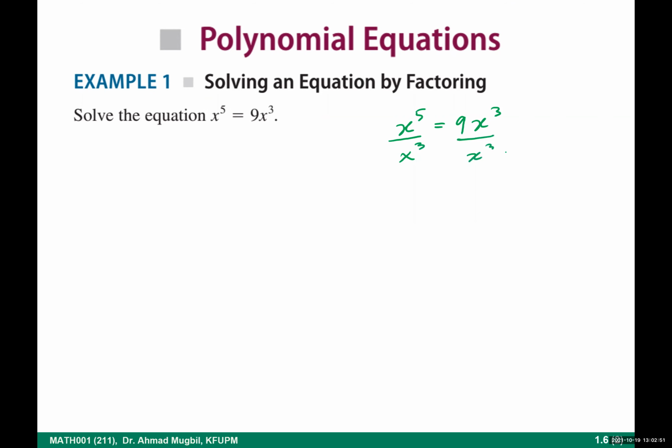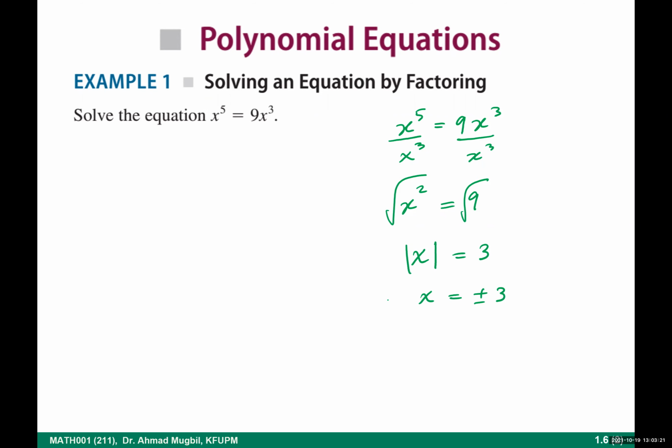So let's see what will happen. This will be x to the power 2 equals 9, which means if you take the square root of both sides, the absolute value of x equals 3, which means that x is positive or negative 3. But there is a solution that has been lost or removed. So this is one way, but it is not the right way to solve such an equation.